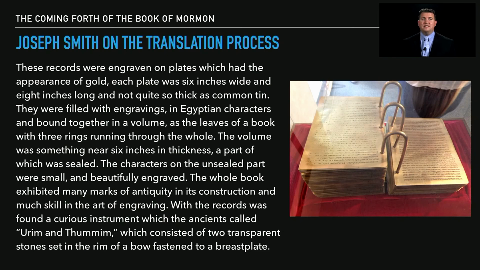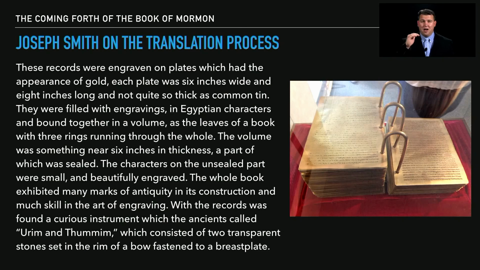The characters on the unsealed part were small and beautifully engraved. The whole book exhibited many marks of antiquity and its construction and much skill in the art of engraving. With the records was found a curious instrument which the ancients called Urim and Thummim, which consisted of 2 transparent stones set in the rim of a bow fastened to a breastplate.